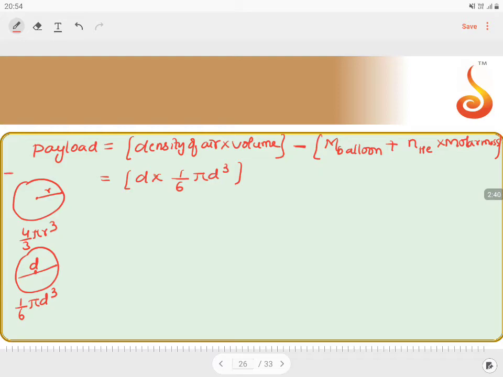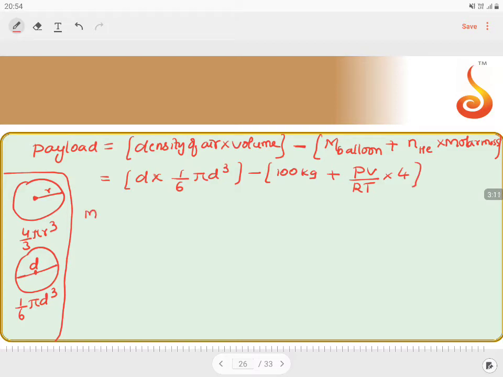So whichever data is given to me, I can use accordingly. If radius is given, volume is 4/3 pi r cube. If diameter is given directly, I can use the formula 1 by 6 pi d cube, minus mass of the balloon, which is already given as 100 kg, plus number of moles, which can be written as pressure into volume by RT, into molar mass, which is 4. Now I am going to find this separately.